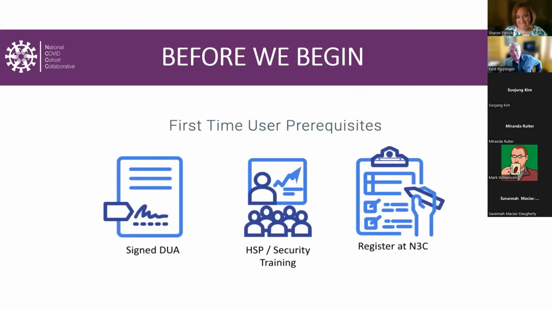So before we begin, we'd like to go through the process of getting access to the data. There are some prerequisites that are required, and we're going to briefly talk about each one of these things. The first one is a signed data use agreement. There's some training that you have to complete before you can access the data. And then we're going to go through a brief overview of the onboarding process to get you registered with the N3C.